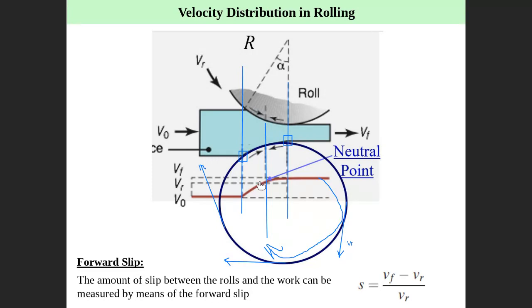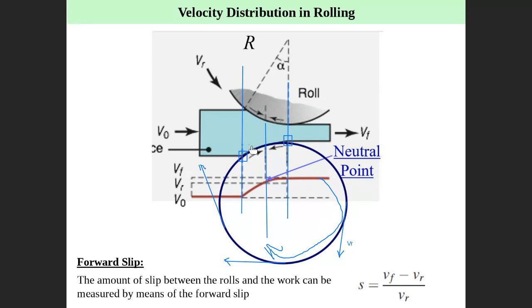Drive the motion. Roller rotating drives the motion. Who is the main drive feeding this one? Feeding at VO and exit at VF and VR in something in between. So VR here, so speed will increase here.